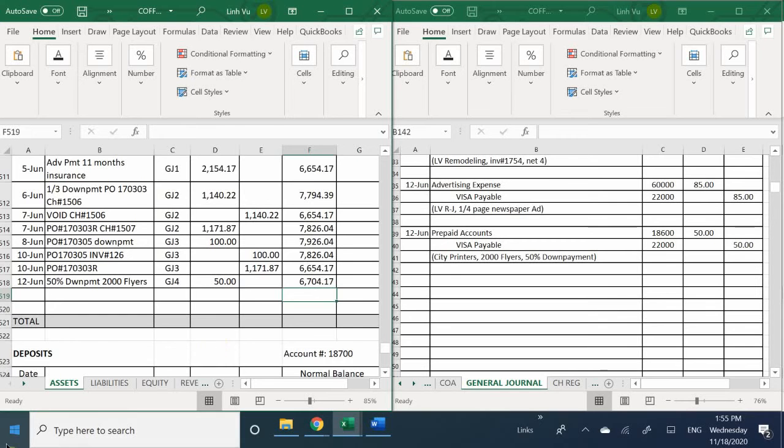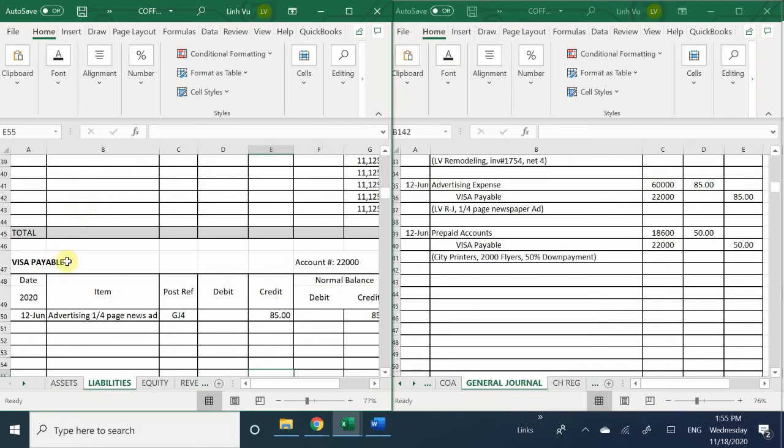And then now we've got to go to our liabilities and enter in the accounts for our credit card transaction. So on June 12th, I'm going to also put the same exact information. 50% down payment on 2,000 flyers. Okay. General journal number 4.